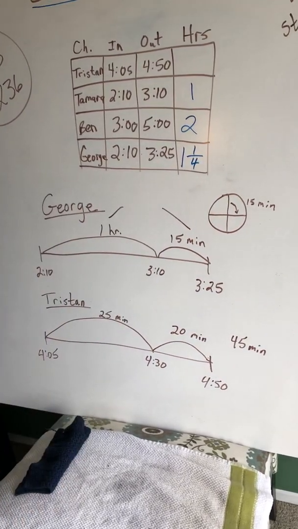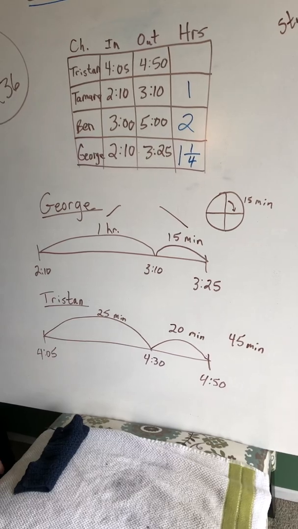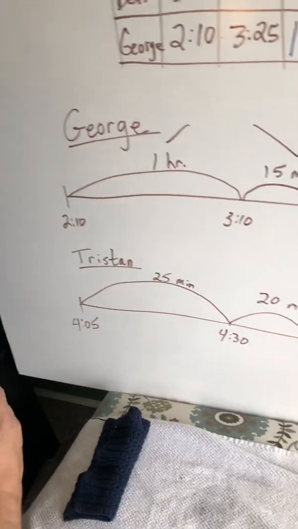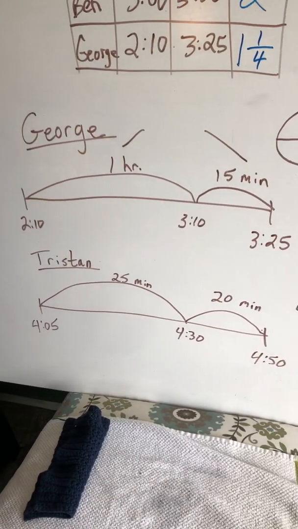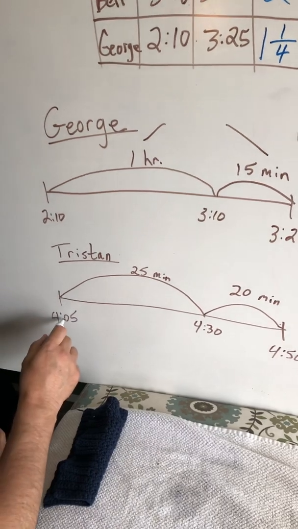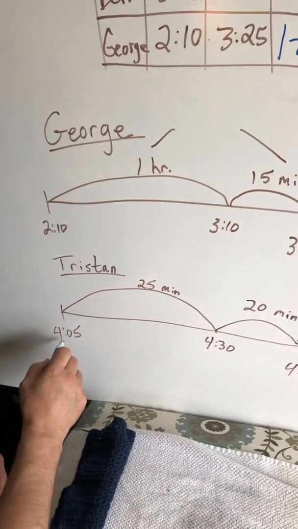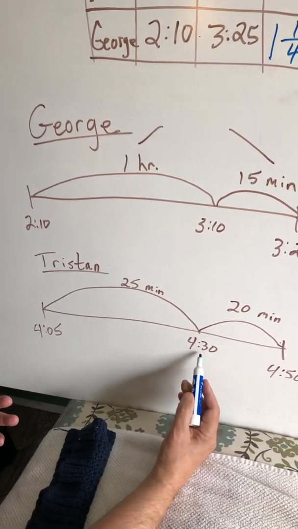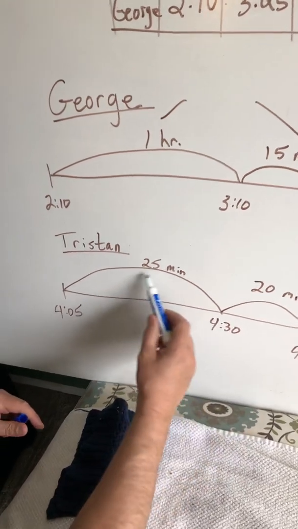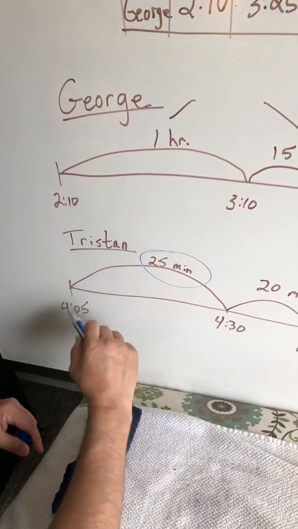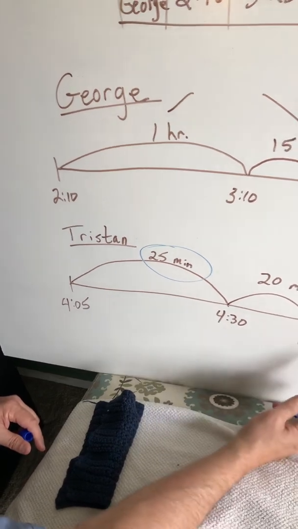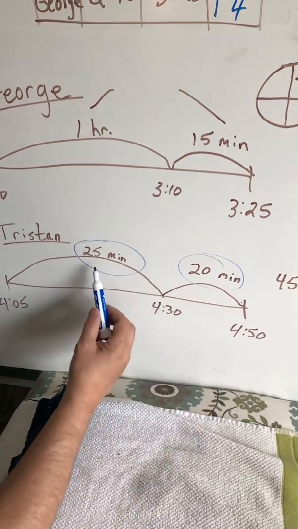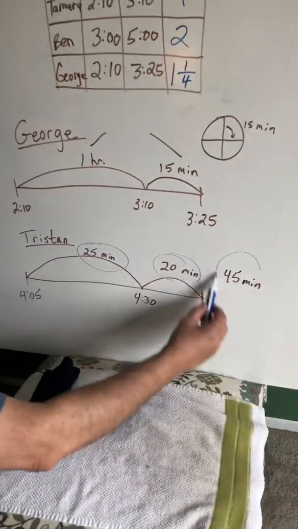Now, let's go back up to Tristan. Tristan was in the pool right after 4 o'clock, and he came out before 5 o'clock. So he didn't even make it an hour. Tristan jumped in the pool at 4:05. And then if you want to do steps, I went to 4:30. That's a good place to stop. From 4:05 to 4:30 is 25 minutes. Now we only have 20 more minutes to add.